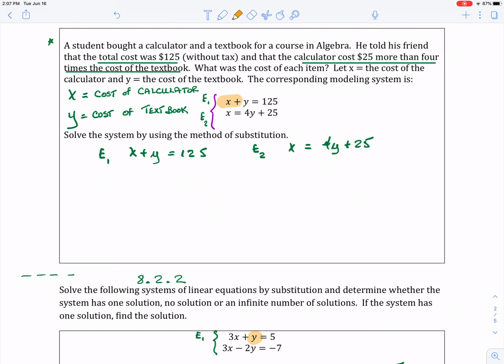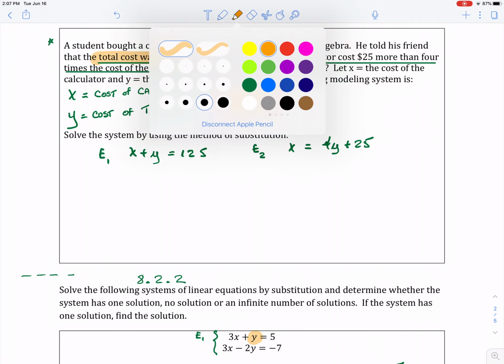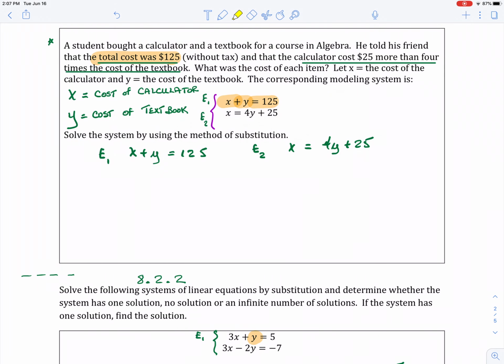And you'll see here, this is representing x is the cost of the calculator, y is the cost of the textbook, and that total is $125. So there's the first equation coming from that total cost was $125. Right, the second equation says that the calculator cost $25 more than 4 times the cost of the textbook. So here's the 25 more than 4 times the cost of the textbook, and that is equal to the cost of the calculator. So there are 2 equations.